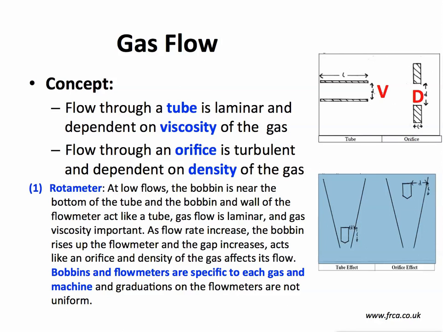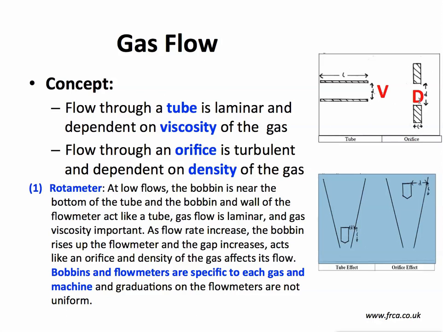Gas flow concepts and rotameters. From the physics of gas flow, you probably remember that flow through a tube is laminar and dependent upon viscosity. And the way I like to remember that is TV, tube viscosity, while flow through an orifice on the top right is turbulent and dependent on the density of the gas.